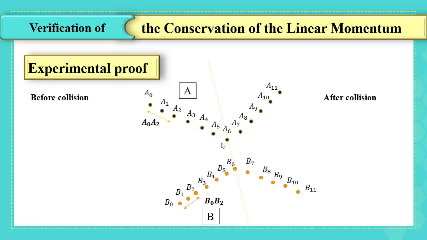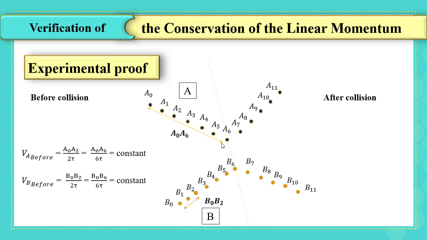The speed of each puck is determined graphically using the methods of grade 10. We used to divide the average distance between A0 and A2 by 2 tau. Or even better than this, we divide the total distance A0A6 by 6 tau to reduce the possible error in measurements. Anyways, the speed of A before the collision will be constant, and the speed of B before collision will be constant too. After collision, the speed of A will be constant and the speed of B will be constant, confirming the motion is uniform.